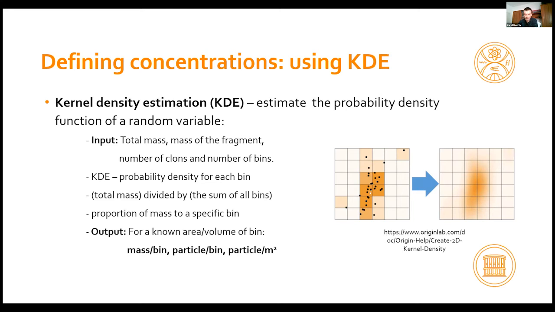Based on the location of the individual impacts and the KDE function, we estimate the probability density of the fragment incidence in the individual bins. Using the total mass value and summing the probability density in all bins, we obtain a redistribution of the total mass into individual bins. Next, dividing the mass in individual bins by the mass of the model fragment, we obtain the number of particles per bin. And finally, dividing the obtained number of particles in the bin by the size of the area of one bin, we can estimate the number of particles per square meter. This procedure is the same for determining the volume concentration in the atmosphere.